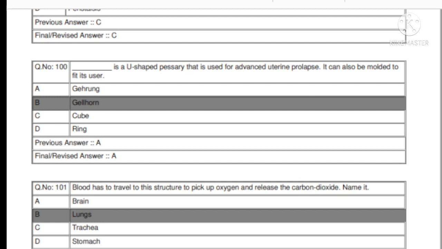Next question, question number 100. Dash dash is a U-shaped pessary that is used for advanced uterine prolapse. It can also be molded to fit its users. Though I have marked it B, but its answer is A. Gellhorn, not cube, not ring.